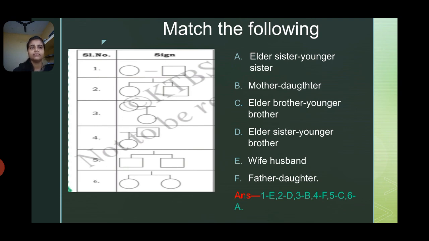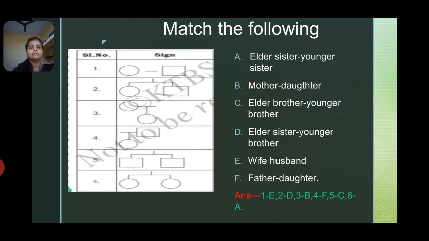Match the following. Here you can see certain signs are given in front, and different relationships are given, so we have to match the following. In the first sign you can see a circle is joined by a straight line with a square sign. So what does it indicate? Yes, it indicates the relationship of wife and husband.